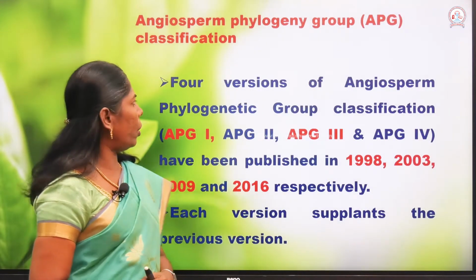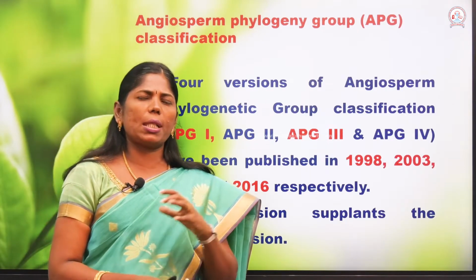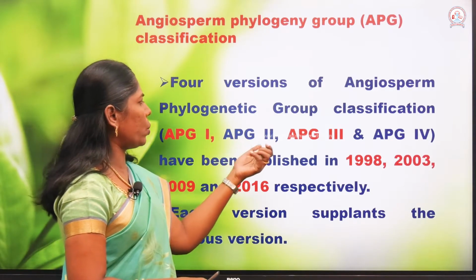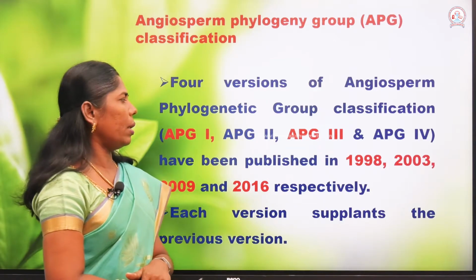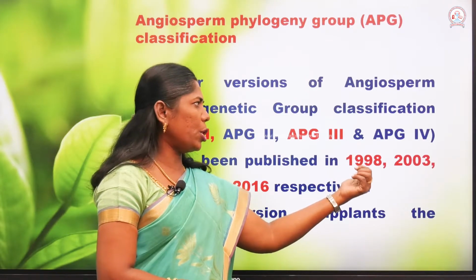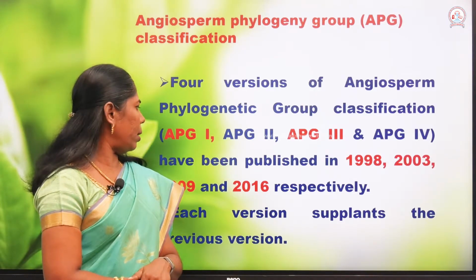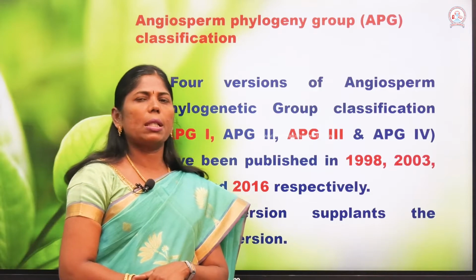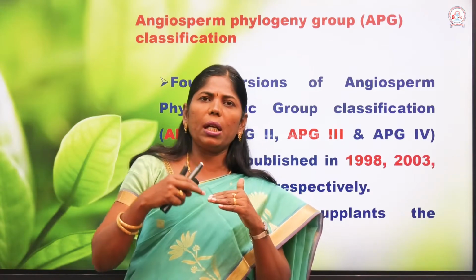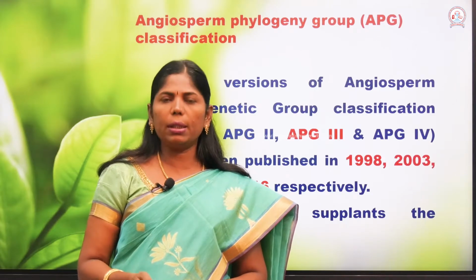So the Angiosperm Phylogeny Group classification has been given in 4 versions, versions 1, 2, 3 and 4. That is APG1, APG2, APG3 and APG4. Each one was published accordingly: in 1998 APG1, in 2003 APG2, in 2009 APG3, and in 2016 the APG4 version. Each version came with more information and more advantages than the first version.